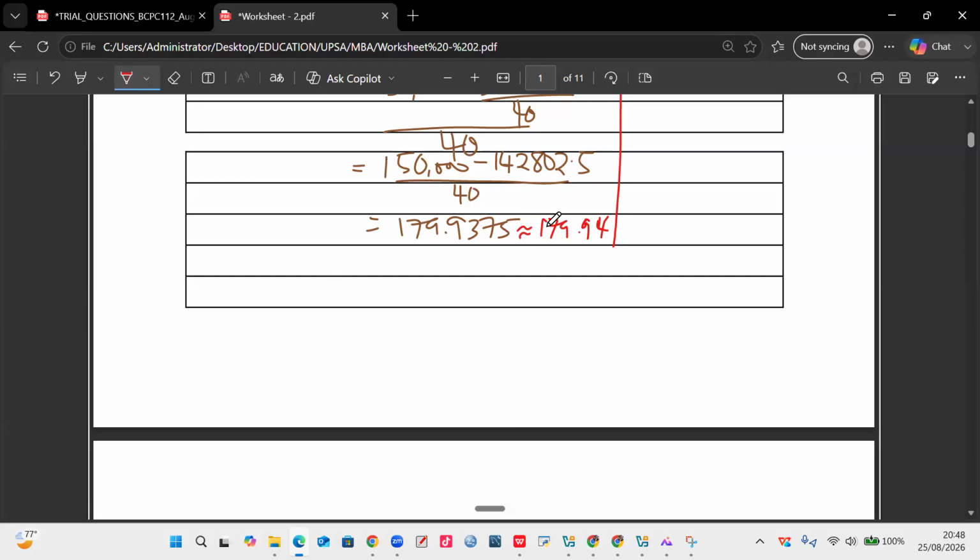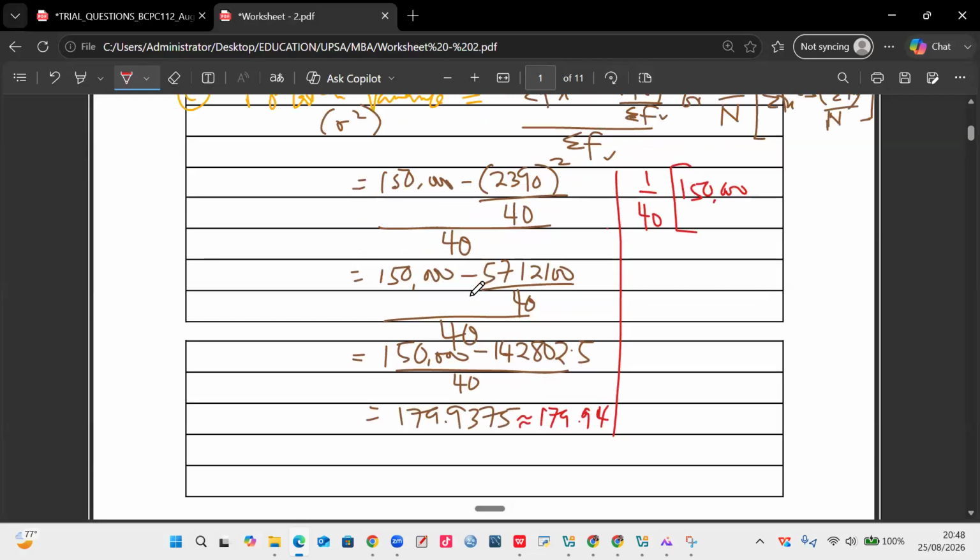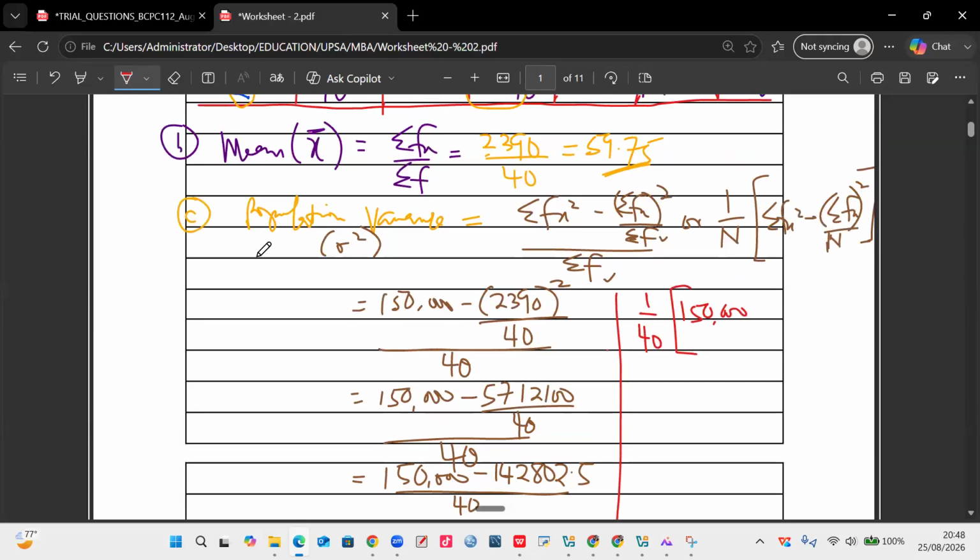Okay. Noted. Thanks. One of them will be the final answer. So if this answer is 9375, he'll give you the full mark. If it is 179.94, he also gives you the full mark. So you can leave them like this: 179.9375, approximately 179.94. Are you good? Yes, sir. Now let's use the other formula in the formula sheet.